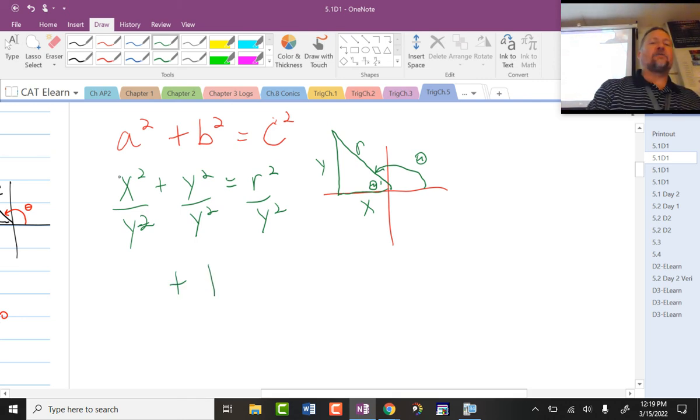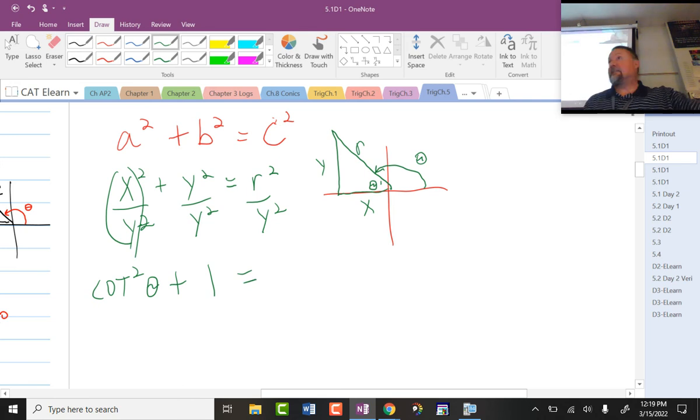All you need to know is what's x over y. What trig function's x over y? 3, 2, 1. Which one is it? Cotan. If you don't know that, that's chapter 1, that's chapter 2, that's chapter 3, and that's chapter 4. At some point, you better figure it out, or else you're doomed. What's r over y? 3, 2, 1, go. Cosecant. And there's another incarnation of a Pythagorean identity.